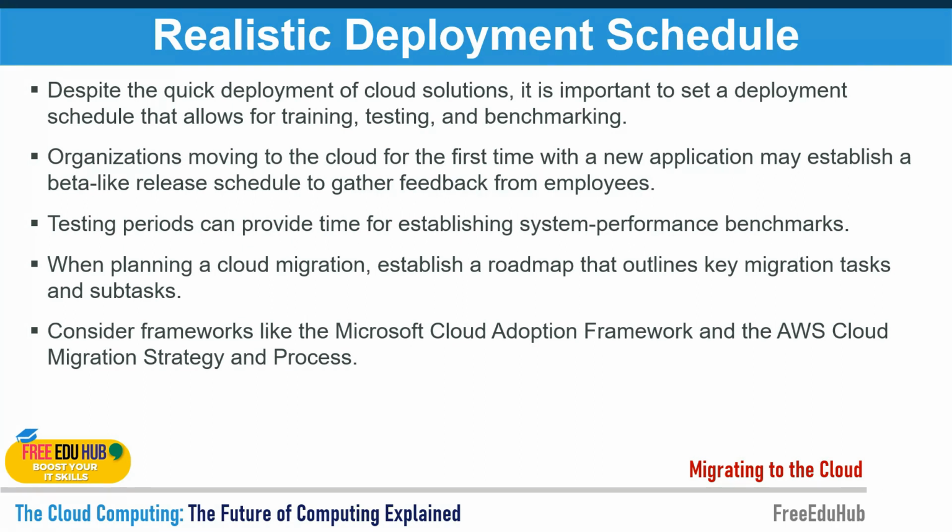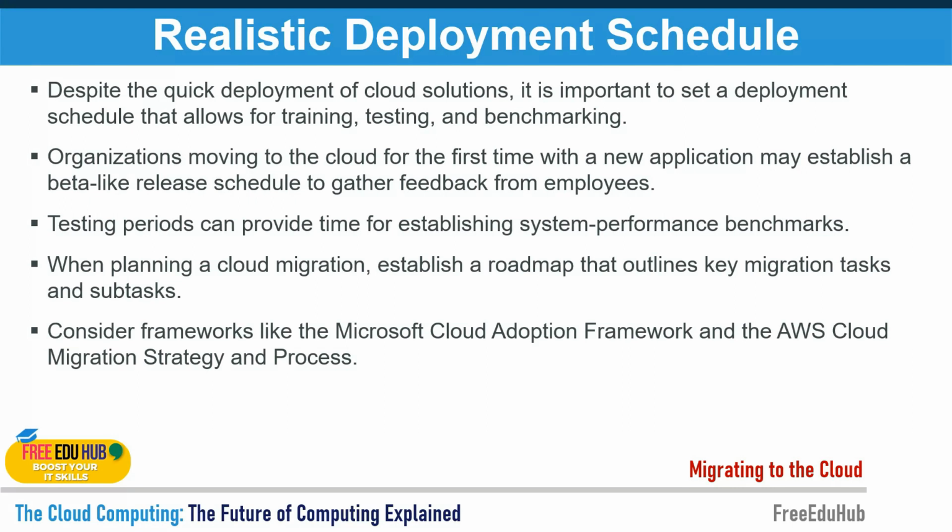Now, organizations moving to the cloud for the first time with a new application may establish beta-like release schedules to get feedback from the employees. So the organizations would plan that if the application is shifted to the cloud, they'll test the beta version of it first. They'll gather feedback from the employees. Maybe they need certain improvements before they proceed to the next step.